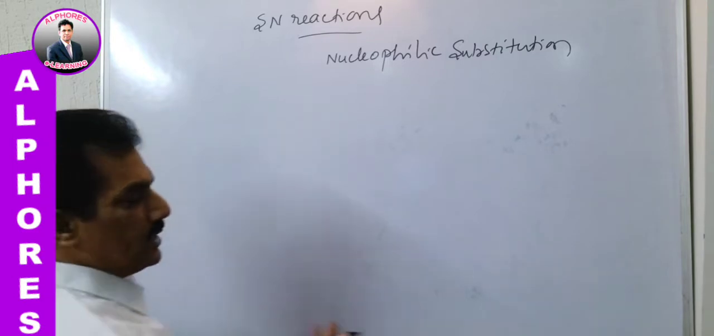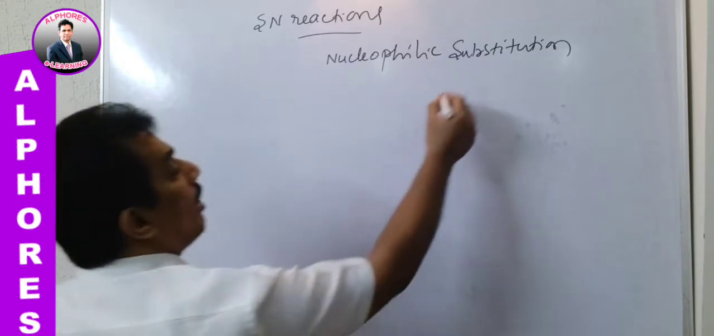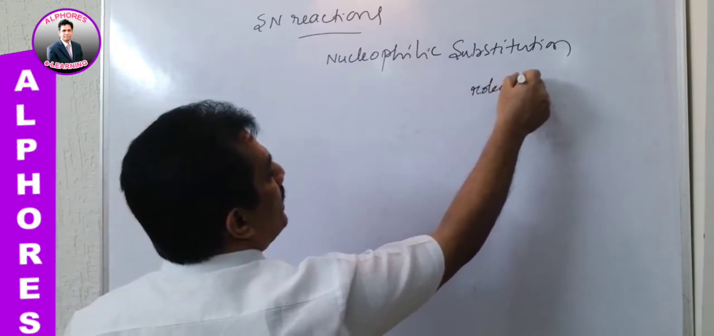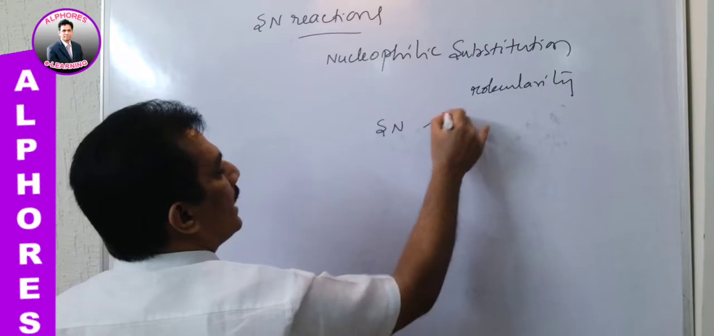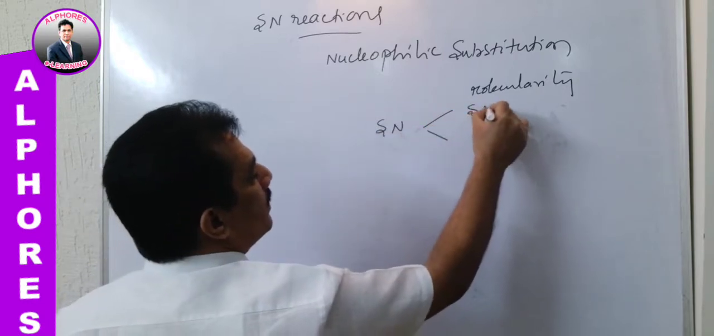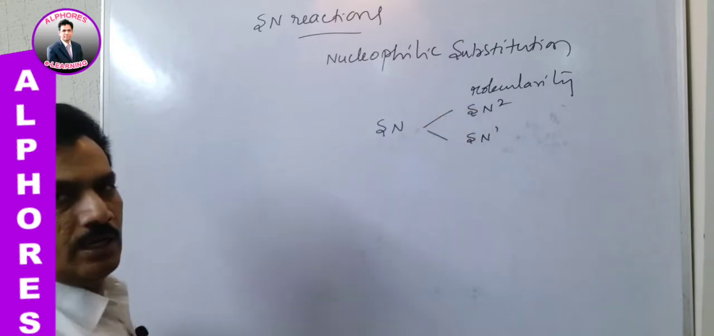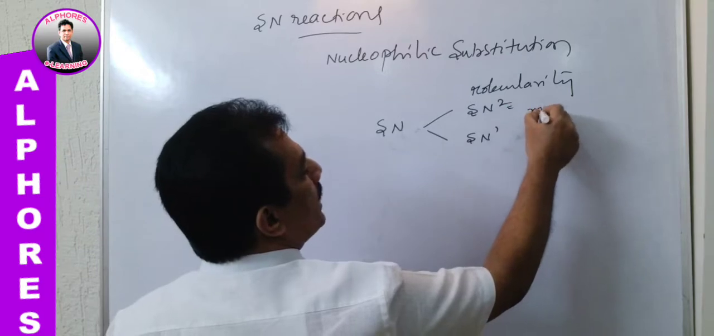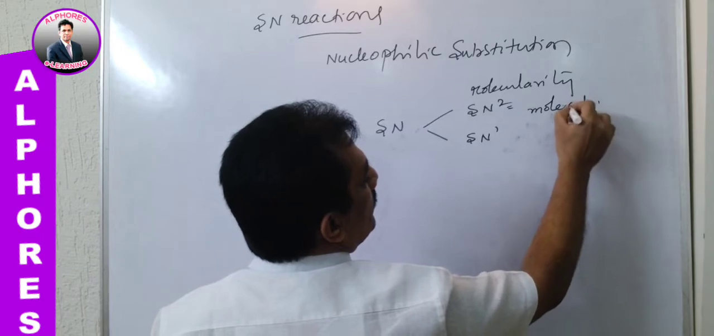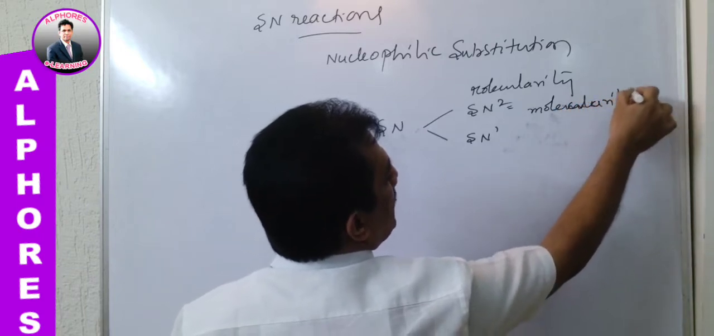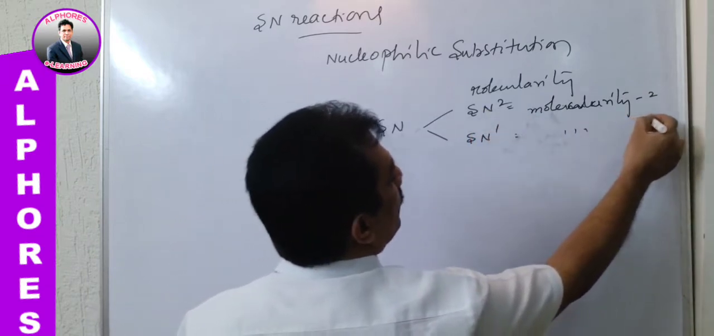But already in the previous sessions, when we classified the different reactions, we know that depending on molecularity, these SN reactions are of two kinds. One is the SN2 reaction and the other one is the SN1 reaction. Here the number represents the molecularity. For SN2 it is 2, and for SN1 reaction the molecularity is 1.